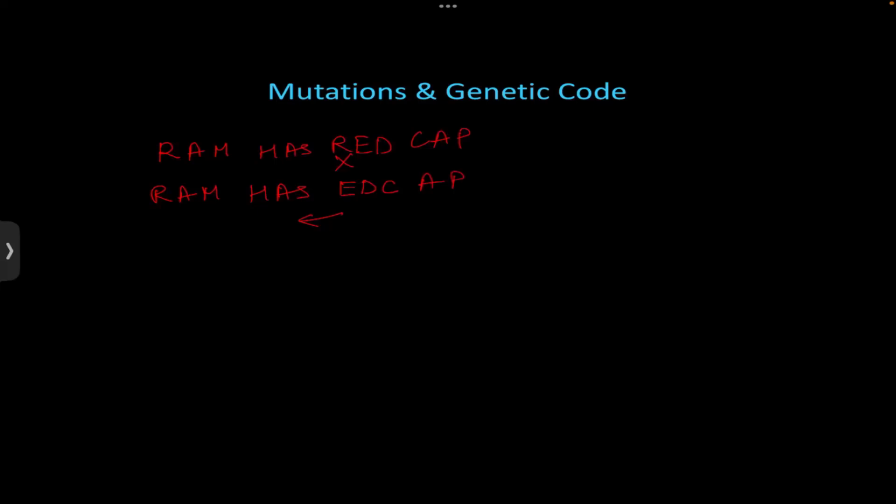EDCAP. Okay. R is deleted. So the meaning of the sentence gets completely altered. Now say E is deleted. Now D will shift one place backward, in this direction. DCA, then P. Now suppose D gets deleted in the next step. So what will be the meaning of the sentence?